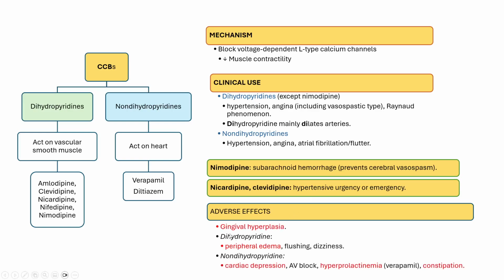So what are the adverse effects? Calcium channel blockers can cause gingival hyperplasia, whereas dihydropyridines specifically can cause peripheral edema, flushing and dizziness. Non-dihydropyridines, since they depress the cardiac system, cause cardiac depression and can cause AV block. Verapamil especially can cause hyperprolactinemia and constipation as well.